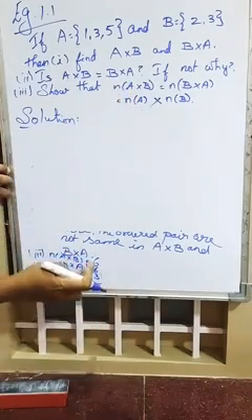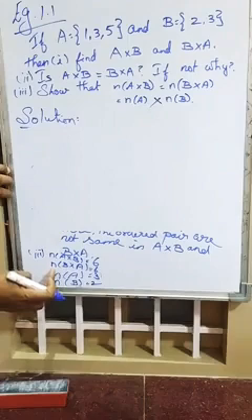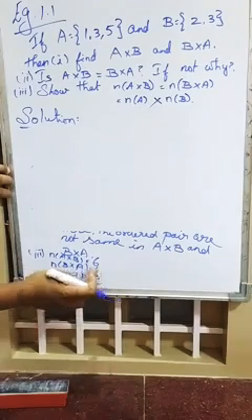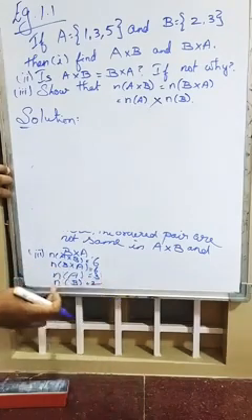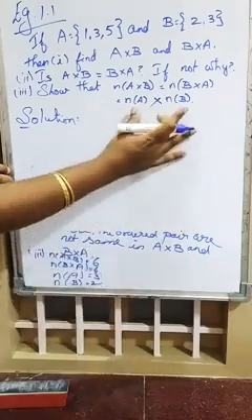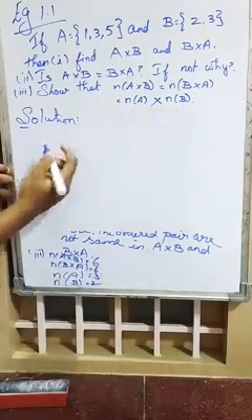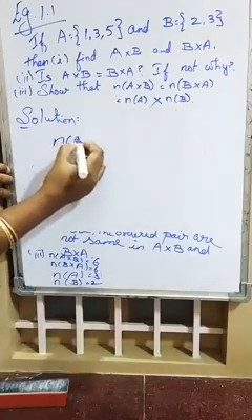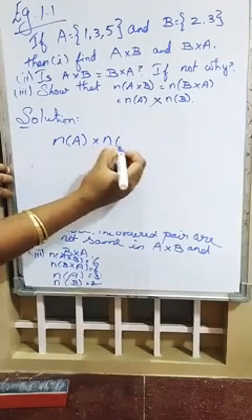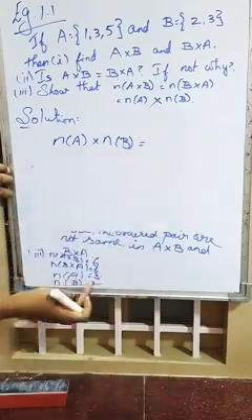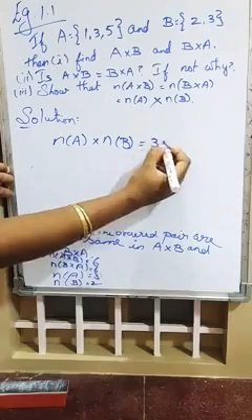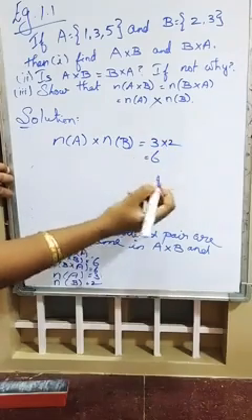n of A cross B is equal to 6, n of B cross A is equal to 6, n of A is equal to 3, n of B is equal to 2. Here you have to multiply n of A into n of B. Therefore, n of A into n of B is equal to 3 into 2, that is also 6.